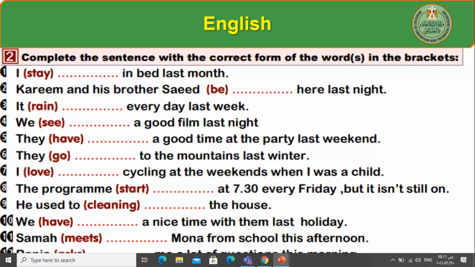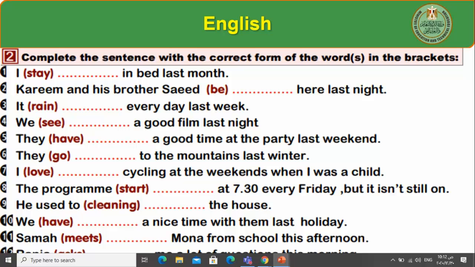Okay. We see a good film last night. Last night, I see، how it to be، saw. Number 5. They have a good time at the party last week. In the last weekend, I have، how it to be، had. And the last winter, number 6. Last winter, they went to the mountains last winter. Number 7. I love cycling at the weekends when I was a child.